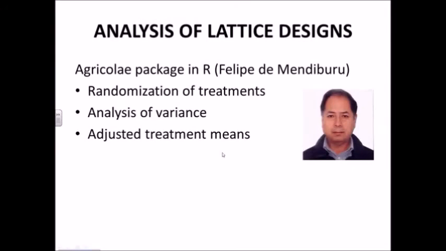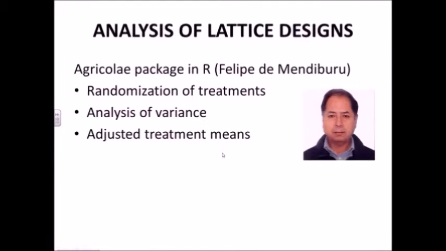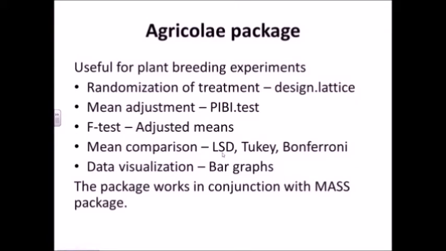We're going to be using the Agricolae package. We're going to use it for the randomization of our treatments, for the analysis of variance, and to retrieve the adjusted treatment means. So this package supports quite a few other functions beyond what I'm going to talk about, and I just want you to be aware of these.